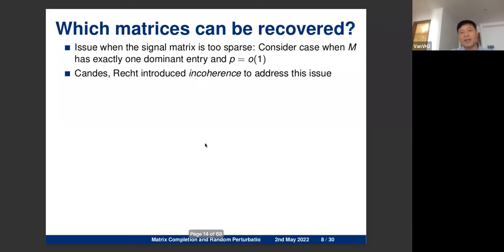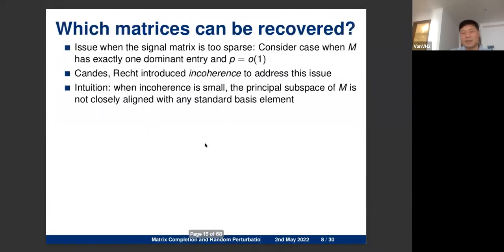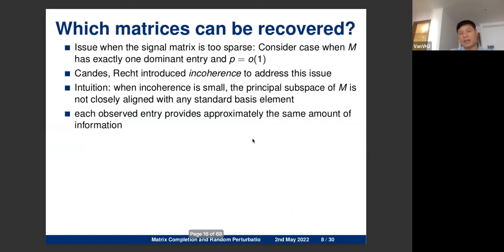Now, in order to overcome that, people, I think starting with Candès and Recht, introduced the notion of incoherence to address this issue. And basically, they are saying that all the entries of the matrix behave in the same way, but mathematically, it needs a few formulas. So the incoherence is small, meaning that the principal subspace of M is not aligned with any standard basis element. Or in other words, the observed entries provide approximately the same amount of information. Right. So that's exactly how they avoid this bad case when you have one dominant entry.